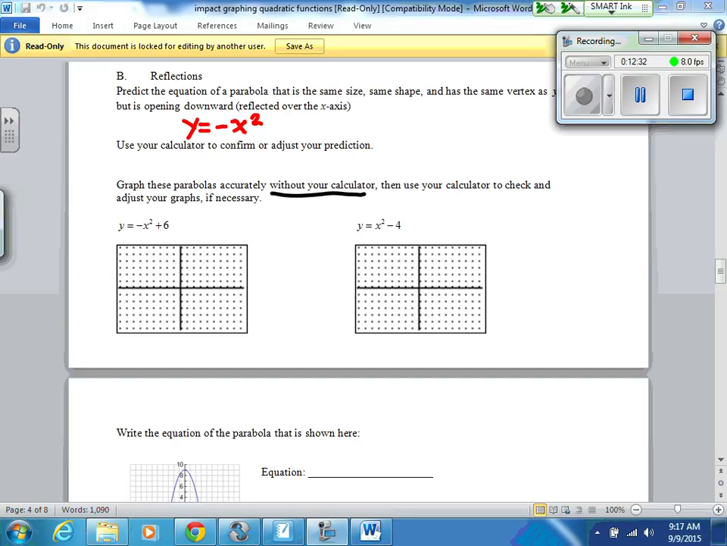Alright, on this first one, open down. Just like that. On the second one, looks something like that, right?